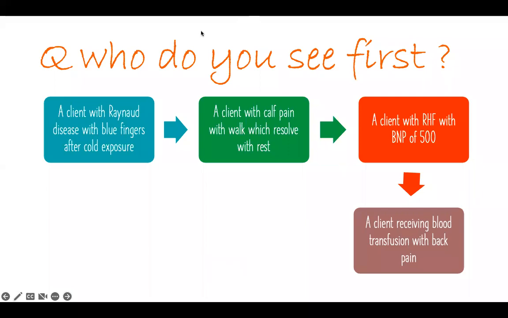Maybe this may be the last one. I forget the questions. So who do you see first? The same thing. A client with Raynaud disease with blue fingers and cold after cold exposure. These people, their vessels that go to their hand go into spasm with extreme temperature. So hypothermia will make the vessels go into spasm, and it will cause ischemia. But then when you warm the hand, it goes away.